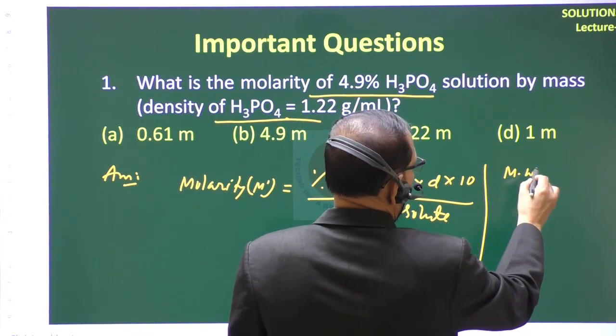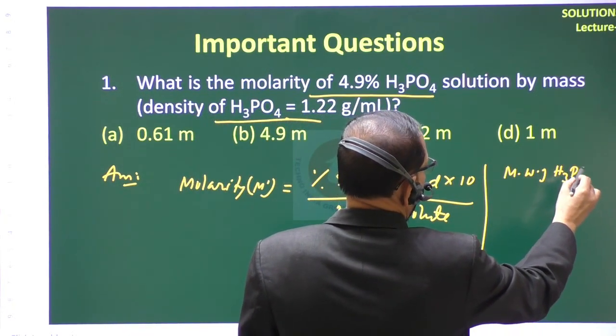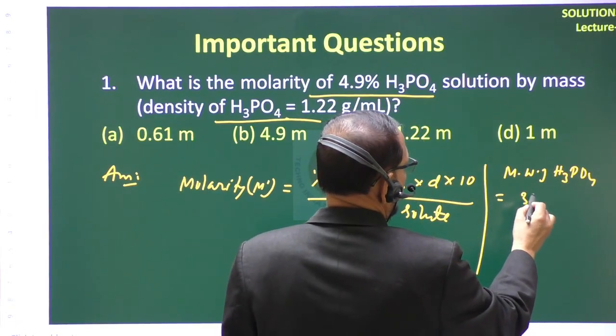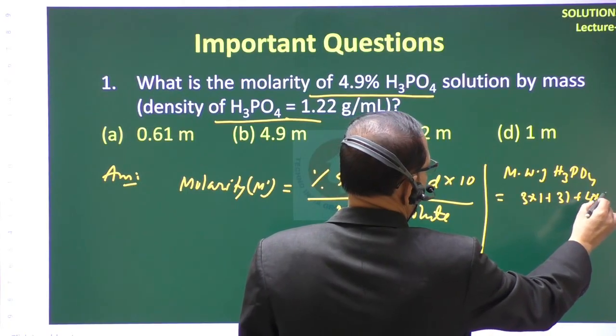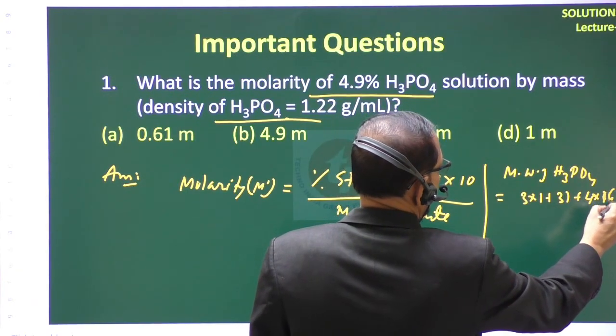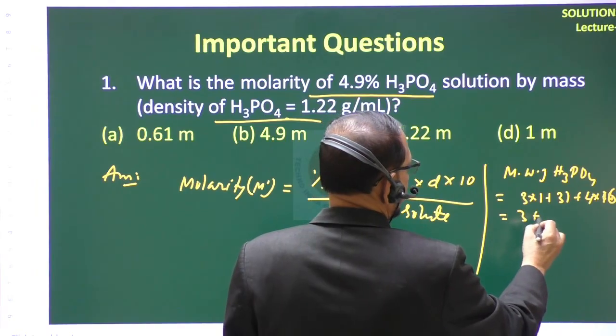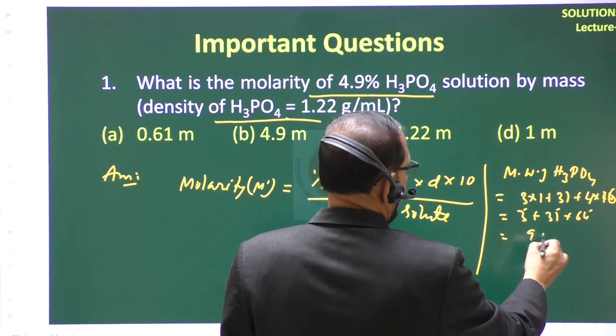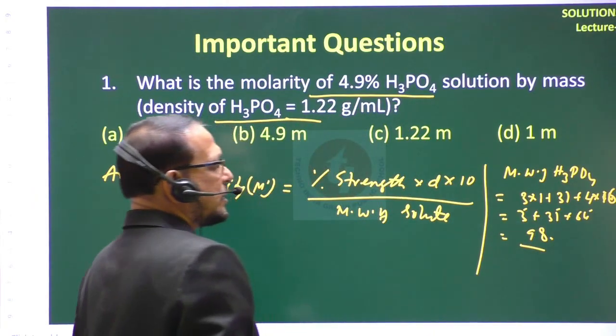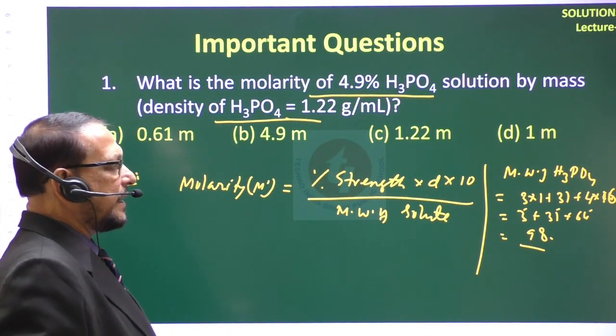What is the molecular weight of H2SO4? Hydrogen is 2 into 1, plus sulphur 32, plus 4 into 16, that is 64. So 2 plus 32 plus 64 is 98. So the molecular weight of H2SO4 is 98.